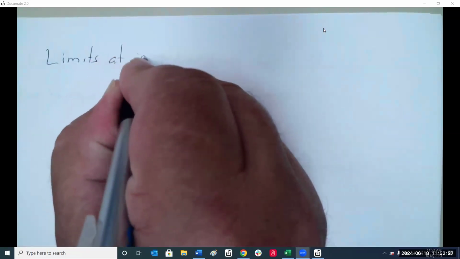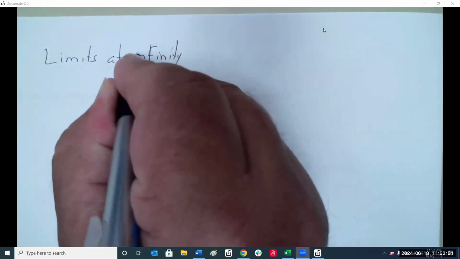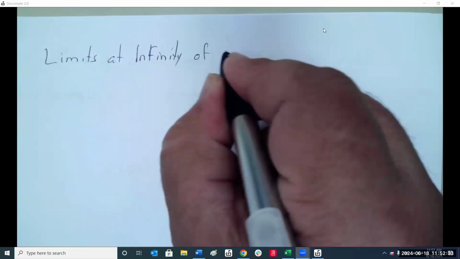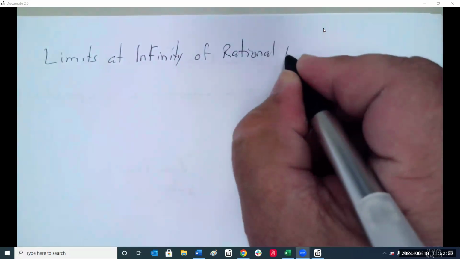So that's the first part. Now we go to limits at infinity of rational functions.